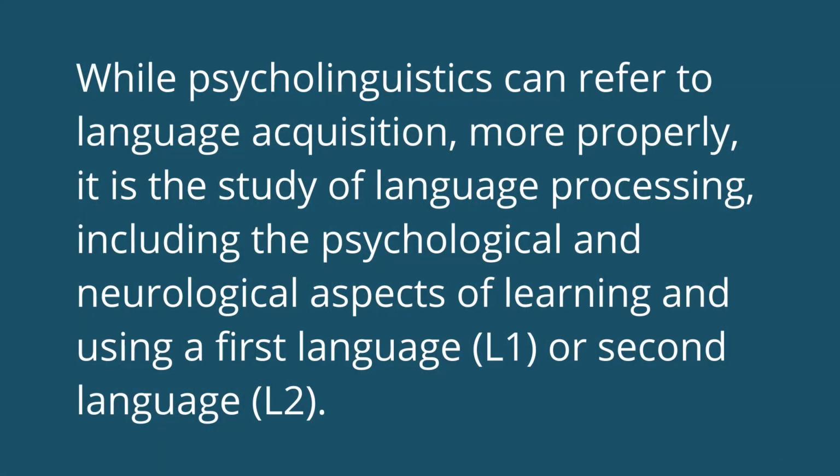So here you have it. It starts with a topic sentence. This is just an isolated paragraph, and there's a topic sentence. You wouldn't typically write a paragraph like this by itself. So we'll look at how you could maybe expand this into a longer essay that makes more sense. So it starts with what would be a topic sentence. While psycholinguistics can refer to language acquisition, more properly it's the study of human language processing, including psychological and neurological aspects of learning a first or second language. Okay, nice topic sentence. Now what can we do with this?